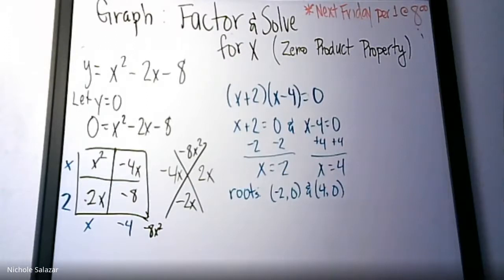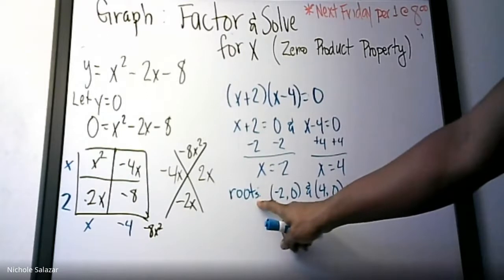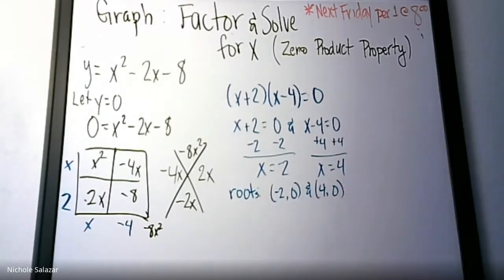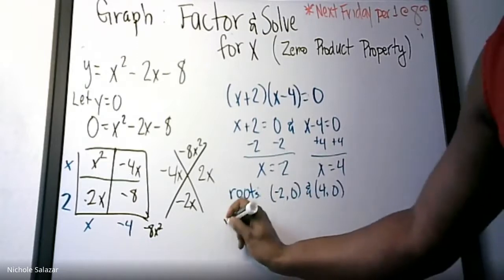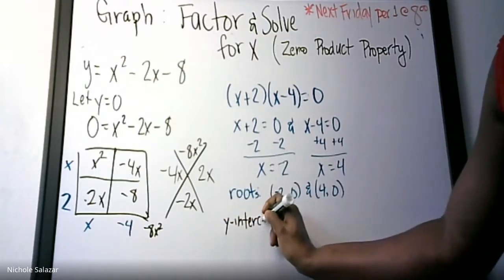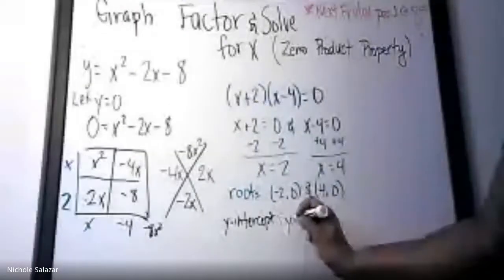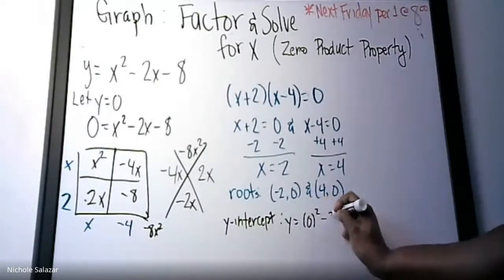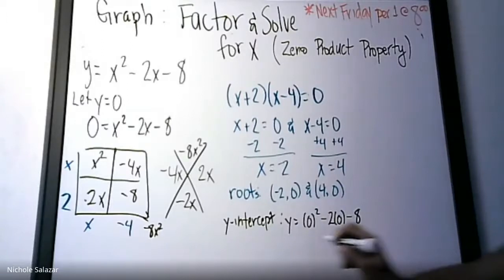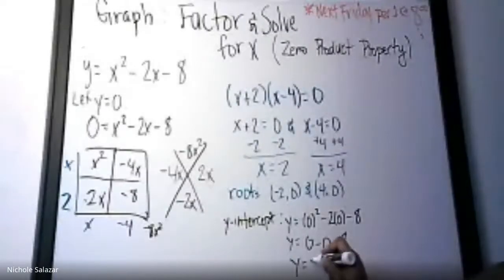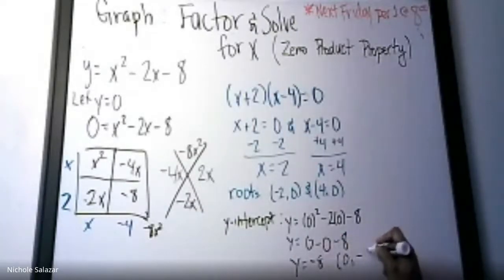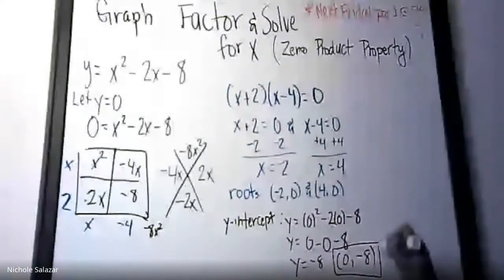Now I said I want to graph it. I need more points than just the roots. I also need the y-intercept. Now the roots, that's another name for x-intercept. Y-intercept keeps its name. So to find the y-intercept, we use the original equation and plug 0 in for x. So we write y equals 0 squared minus 2 times 0 minus 8. And we get y equals 0 minus 8. So y equals negative 8. And as a point, we write 0, negative 8. So that's our y-intercept.